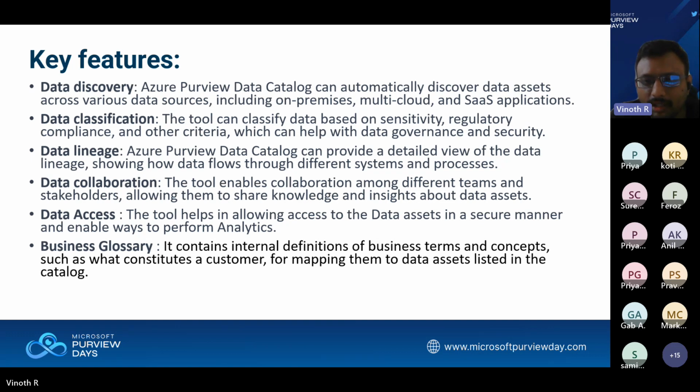Lineage. Data lineage is kind of a history of the data: from which place the data has been generated, and how it has been modified. Those kinds of things we get from data lineage. Data collaboration, I already told. We can give multiple comments on the data, to share insights on data assets and data access. I already did business glossary.